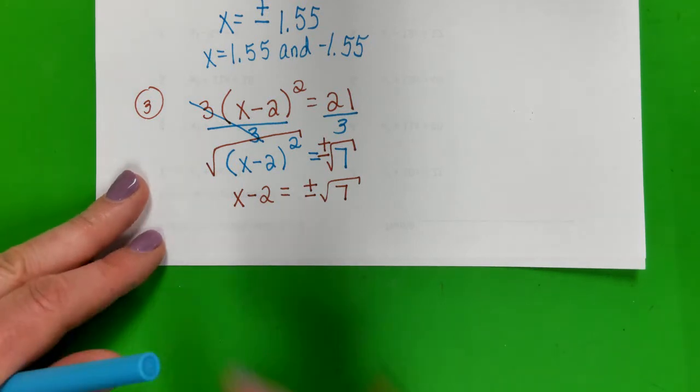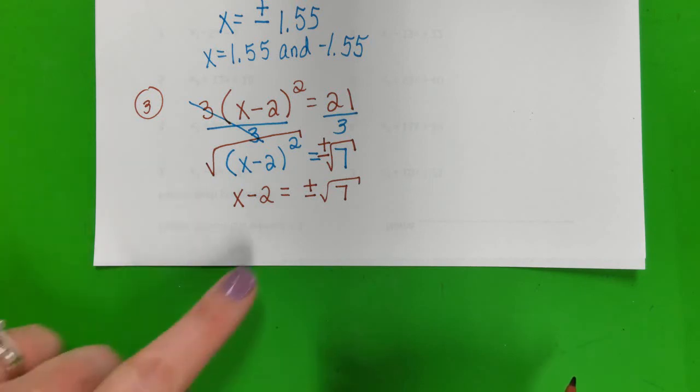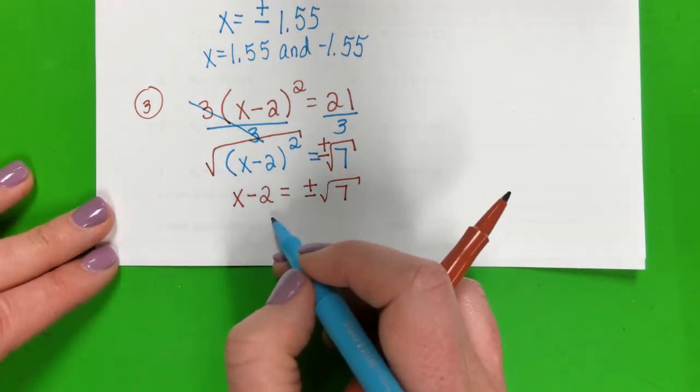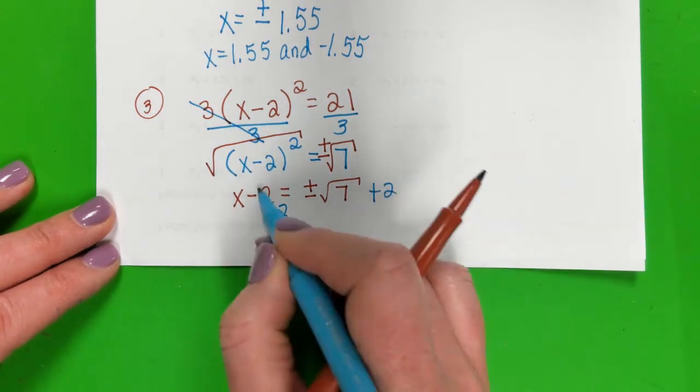Okay. Now what? I could square root the 7, but is 7 a perfect square? No, so we're going to leave it as it is for right now. If I want to solve for x, what else do I need to get rid of? The 2. How would I cancel it out? Add 2. So I'm going to add 2 to both sides.